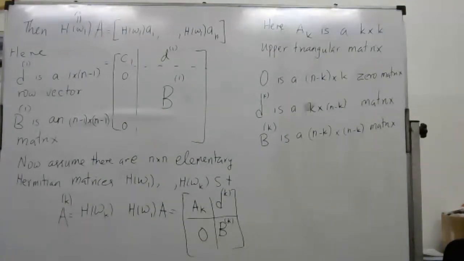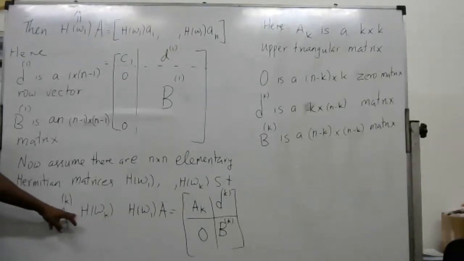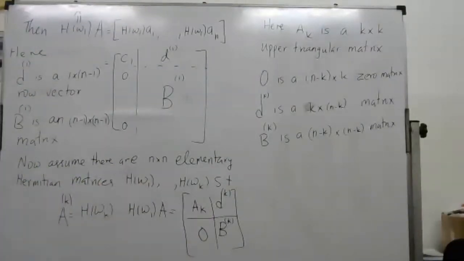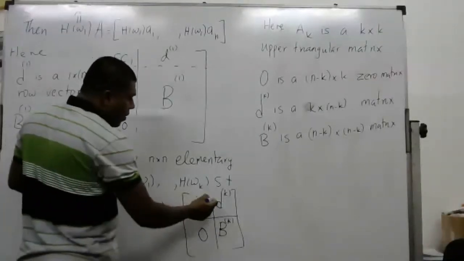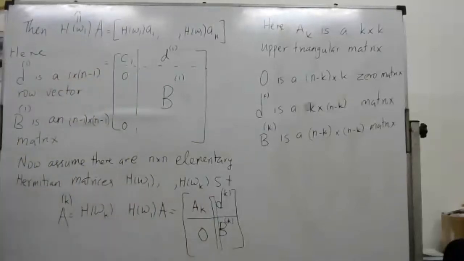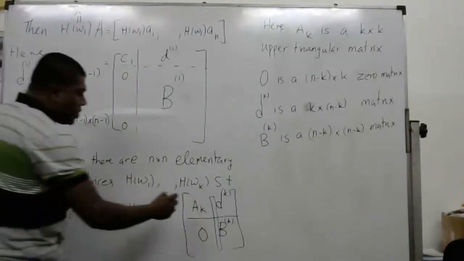Now for induction, let us assume that we have done up to this point correctly. What we have to show is that there exists an H omega k plus 1 such that when you multiply by it, you get one more column in the upper triangular matrix, so the k plus first column has 0 below the diagonal. If you look at the k plus first column, this is the k plus first column.